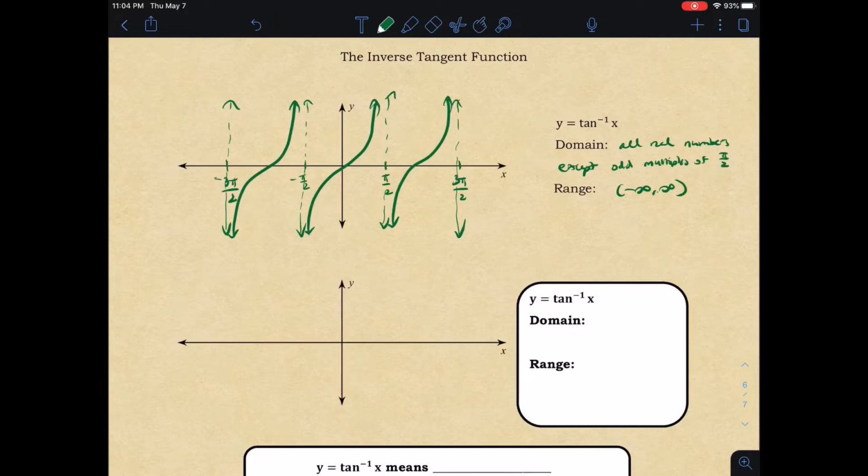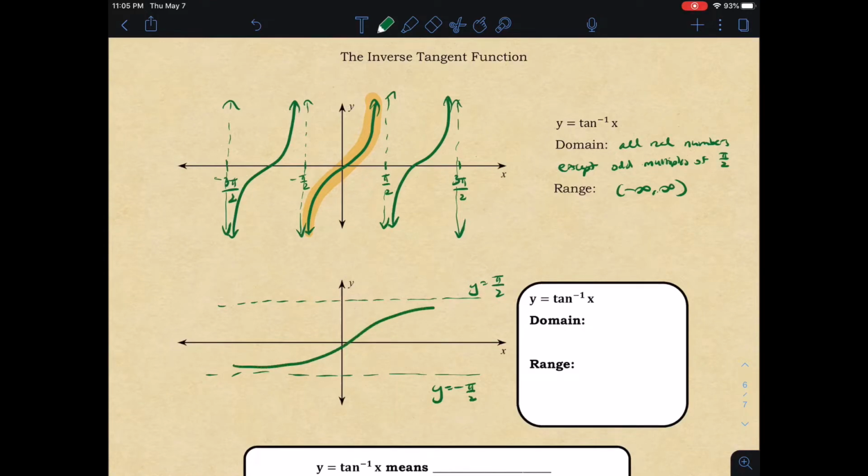Now, to graph the tan inverse function, once again, we're going to be restricting the domain, where we're going to restrict the domain between negative pi over 2 and pi over 2. It's just looking at one cycle of tangent. And what we're going to do is reflect that across the line y equals x. When we do that, we're going to end up with two horizontal asymptotes now, one at pi over 2 and the other at negative pi over 2. And your graph will look something like this. And that's your graph of tan inverse.